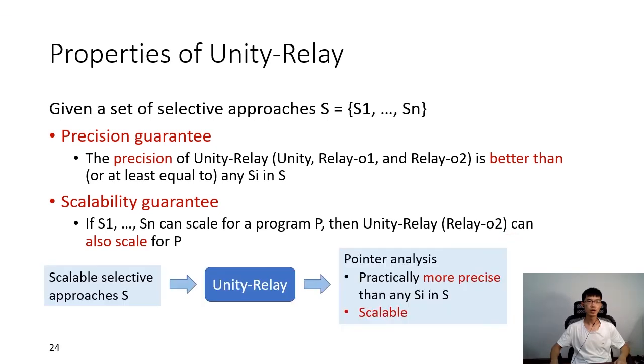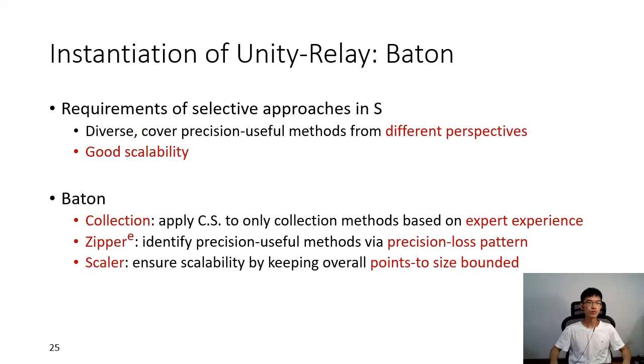In a word, given a set of scalable selective approaches S, unity relay can always produce a pointer analysis that is practically more precise than any SI in S, and is also scalable. As a proof of concept, we introduce Baton, an instantiation of unity relay framework. For better precision, the chosen approaches of an instantiation should be diverse, so that they could cover precision-useful methods from different perspectives, and they should exhibit good scalability. Accordingly, Baton considers three such approaches as inputs: Collection, based on expert experience; Zipper-e, based on precision loss pattern; and Scaler, based on bounding points-to size.